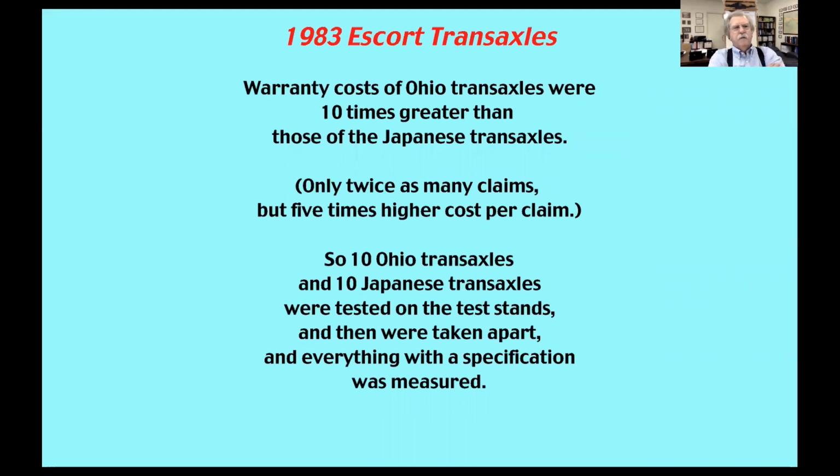At the end of the model year, they could see the warranty costs of the Ohio transaxles were 10 times greater than those of the Japanese transaxles on a per transmission basis. They only had twice as many claims for the US, but 5 times higher costs per claim. So they took 10 Ohio transaxles and 10 Japanese transaxles, put them on the test stands, tested them, then they tore them down, and everything that had a specification got measured.